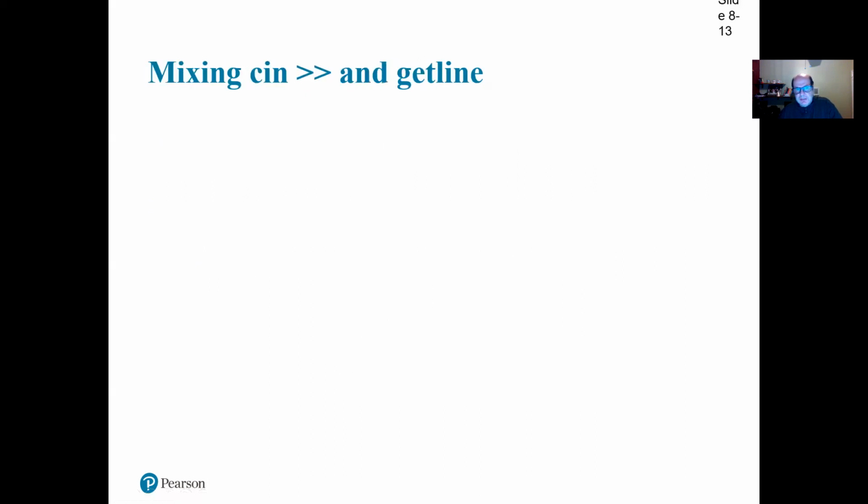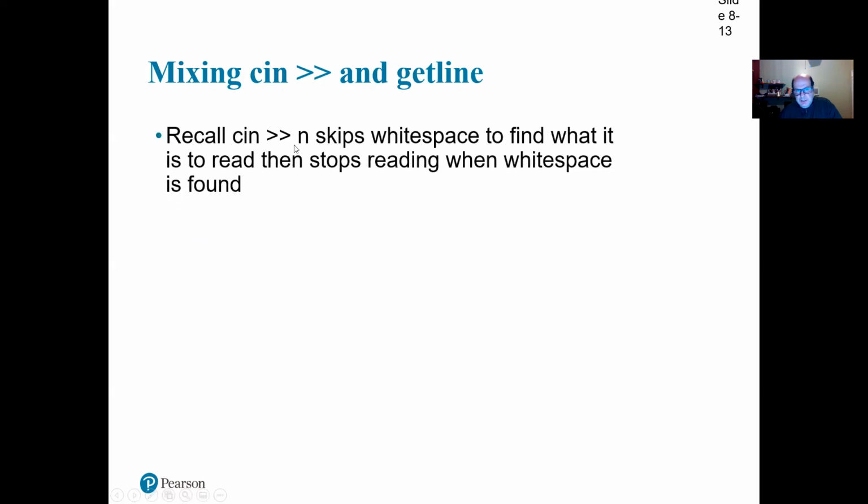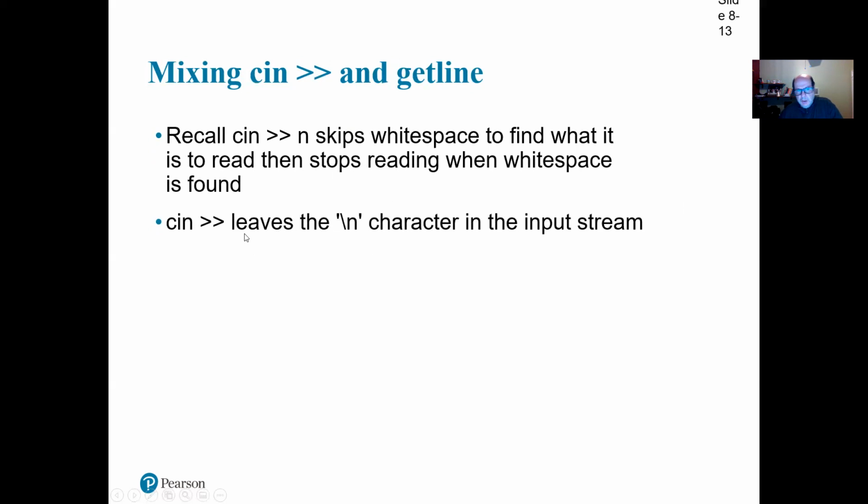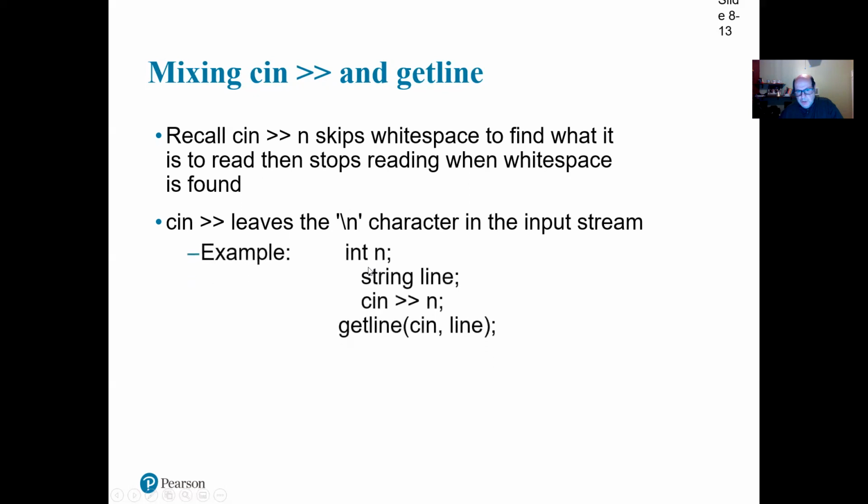Okay, so mixing cin and getline. Remember, cin with the extraction operator skips over white spaces. Getline does not. When you do the cin, it's going to leave a \n in there. And if I do a getline after it, so if I have a string line and I do a cin >> n and then a getline after it, the user is going to put something, push enter, then we are going to have \n in there. Getline comes along and it's going to stop at \n. So basically, it's going to give us an empty line.